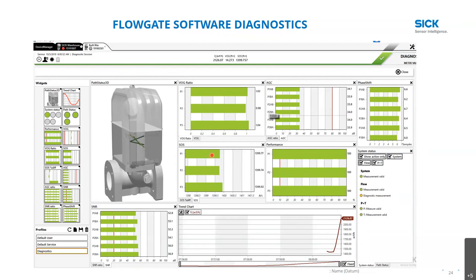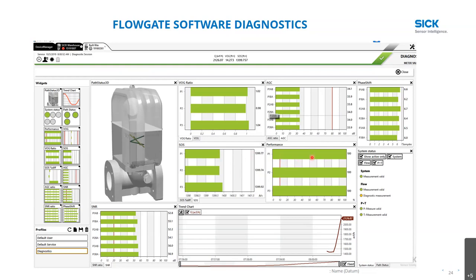Here you have the speed of sound. The speed of sound relates to how fast the sound waves are moving from one transducer to the other. If you look at the screenshot, you see that the speed of sound is 1399, 1399, 1399. That's normally what you would want to see. You don't want to see a lot of deviation between those speeds of sound. If you see a deviation, that could be an indication that there's maybe moisture or some kind of contaminants in the line.